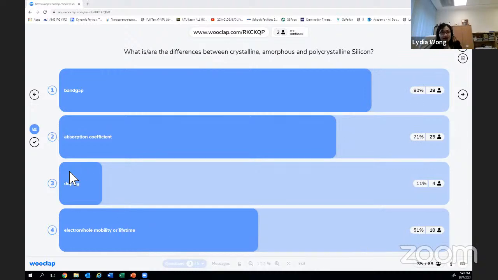Doping, how about doping? The dopant materials that we use to make p-type silicon, p-type amorphous, or p-type polycrystalline are the same. So the doping is the same. So doping is wrong. Now, the main difference between these three, if you can only choose one, the correct answer is electron hole mobility or lifetime.